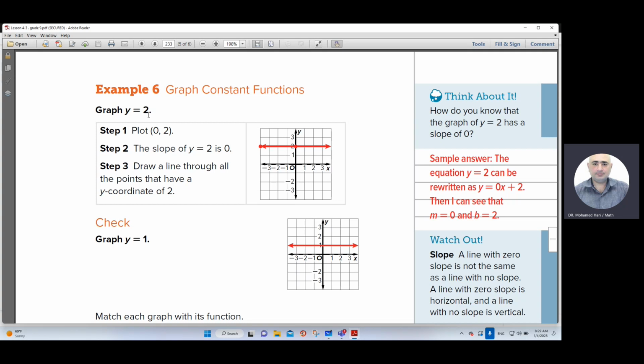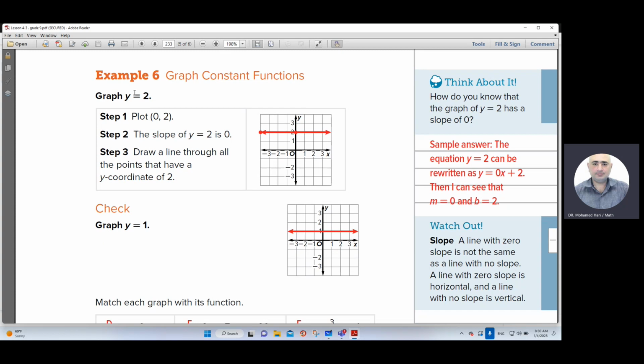2 means b, means plot the point 0, 2. And the slope will be what? It will be 0. And the linear doesn't intersect with the x-axis, it means it is parallel with the x-axis. From 2 in the y-axis, draw the line parallel with the x-axis. You will get the linear. Okay? So I want from all of you to write this example, please, and the graph.